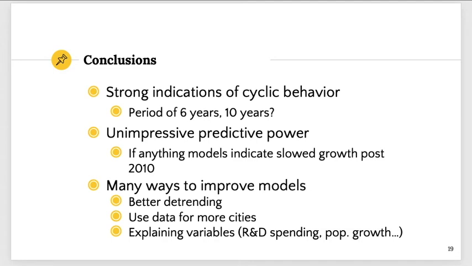And there are so many ways in which we could improve the models. For example, better detrending. As we saw, the detrended data was still kind of smooth, so we might want to find a better detrending somehow. We could also use data from more cities to train the models if we're interested in cities in general and not Boston specifically. And perhaps we could introduce some explanatory variables such as R&D spending, both private and public, population growth, and stuff like that.